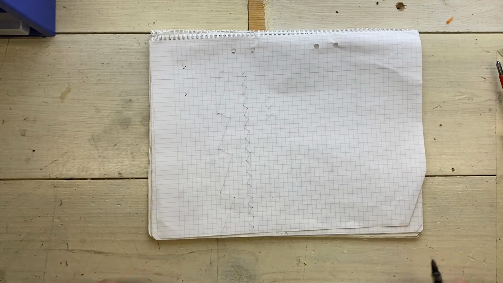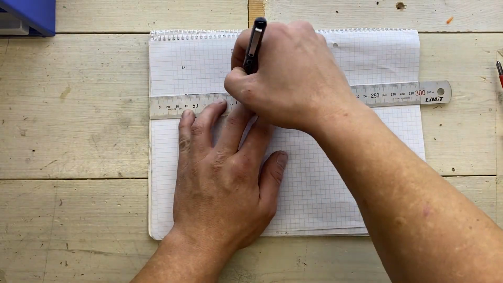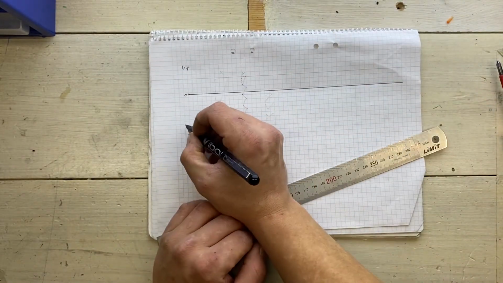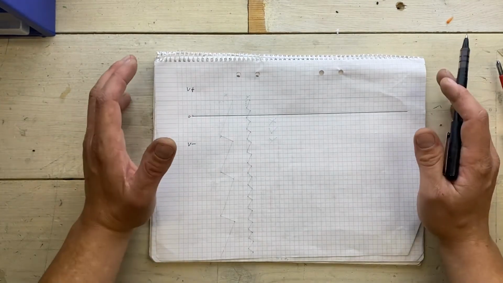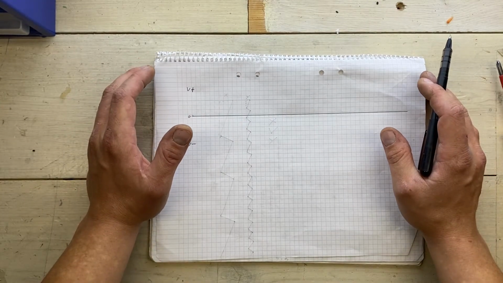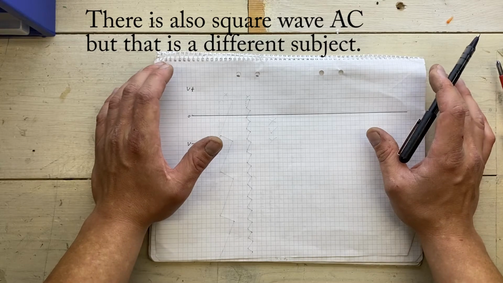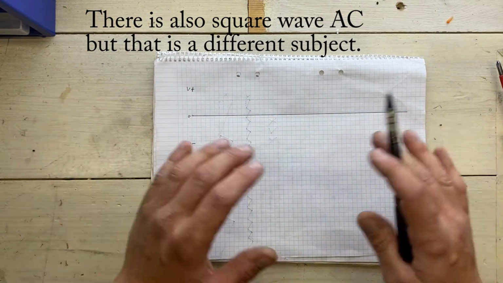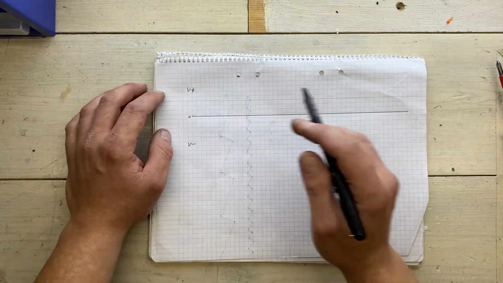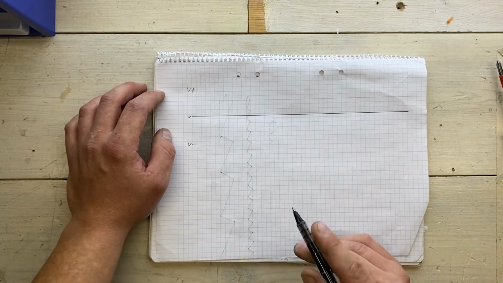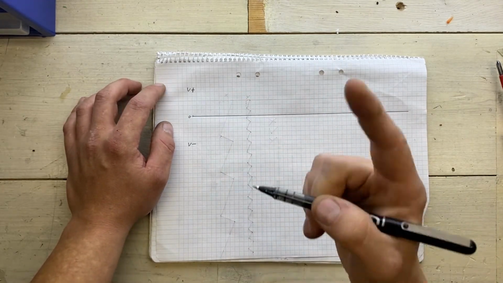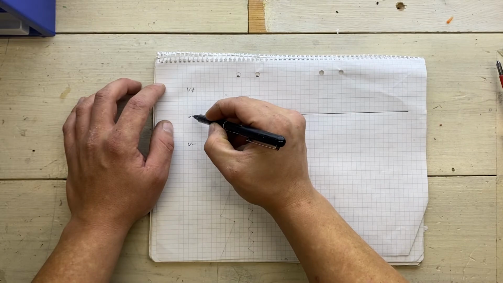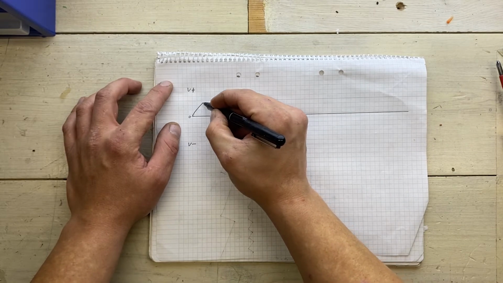AC voltage, on the other hand, changes on a sinusoidal curve. And the only thing sinusoidal means is the shape of the graph, so don't worry about it. And in one-phase AC systems, where we have one live wire or one phase, it changes something like this.